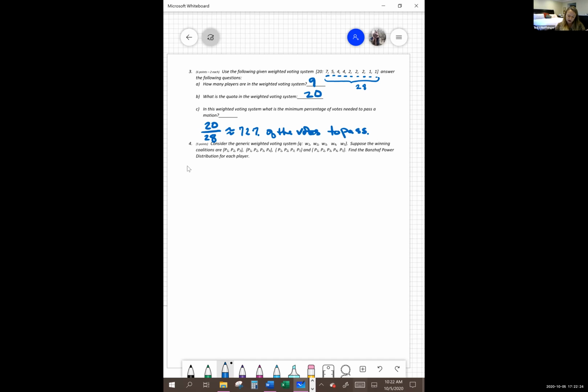Okay, so consider the generic weighting system, Q, W sub 1, W sub 2, W sub 3, W sub 4, W sub 5. Suppose the winning conditions are the following. Player 1, 2, and 3 coalitions. A coalition, player 1, 2, 3, and 4, player 1, 2, 3, 5, a player 1, 2, 3, 4, 5. Find the Banzhaf power distribution for each player.